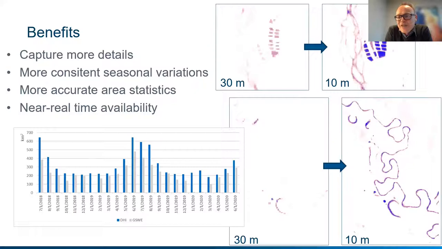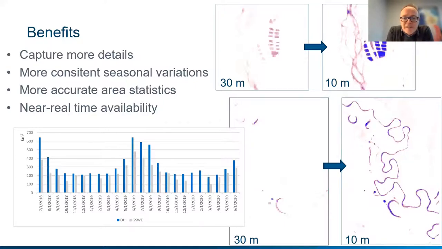And actually, some studies have shown that quite a significant part of the global water bodies exist within the spatial resolving power of that 30 meter product. So by moving to 10 meter, we are capturing many more water bodies, and we can track their changes, and they could have quite significant importance or impacts on local livelihoods, but also some ecological relevance. So this is quite important, that we can capture more detail.